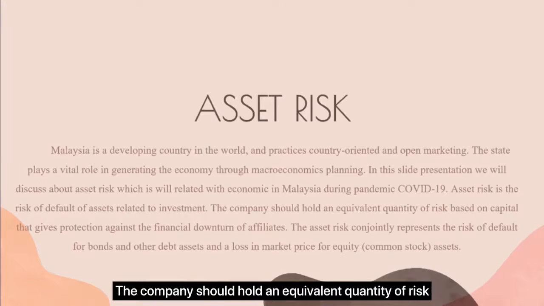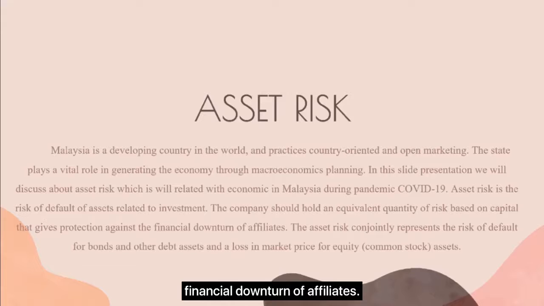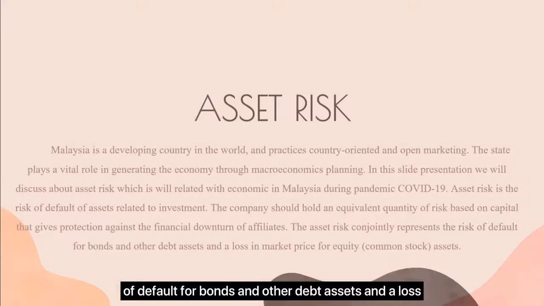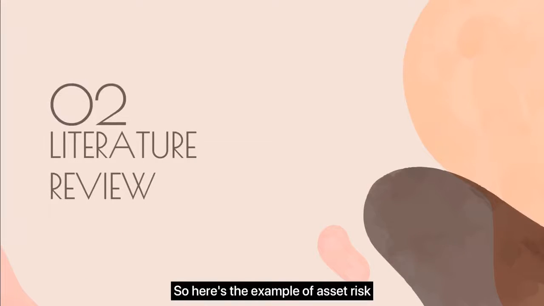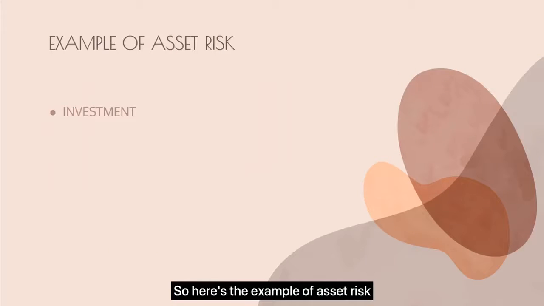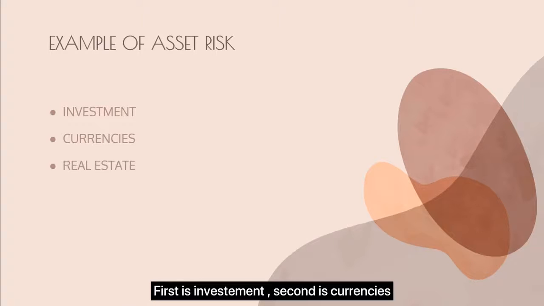The company should hold an equivalent quantity of risk-based capital that gives protection against the financial downturn of affiliates. The asset risk conjunctly represents the risk of default for bonds and other debt assets and a loss in market price for equity. So here are the examples of asset risk. First is investment, second is currencies, third is real estate and commodity.